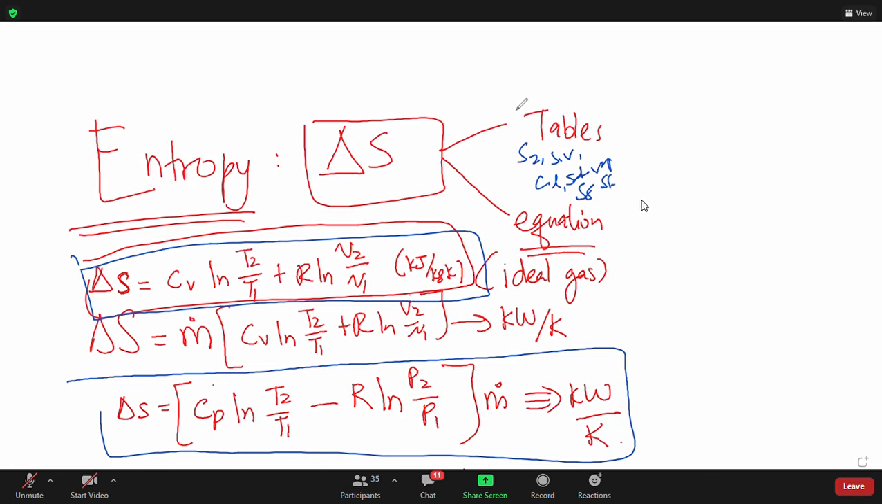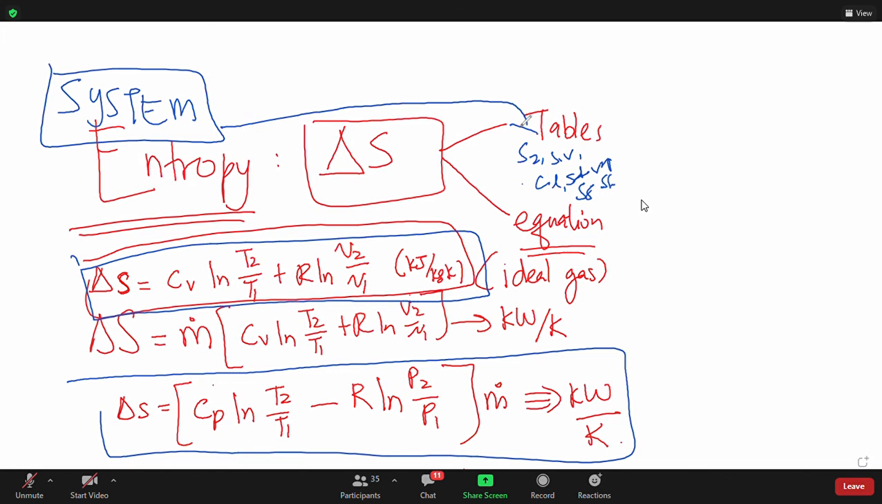You should be able to find delta s either from the table. This is like before. If it's superheated, go to the superheated table. But of course, you must ensure you know what the system is. If it's water or R134A, go to the table. If it's an ideal gas, use this equation. If it's R134A or water, use the table. Are we clear?